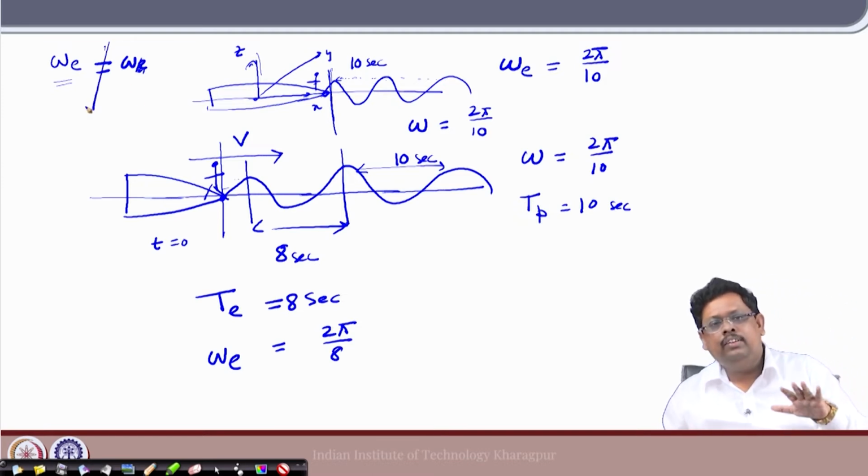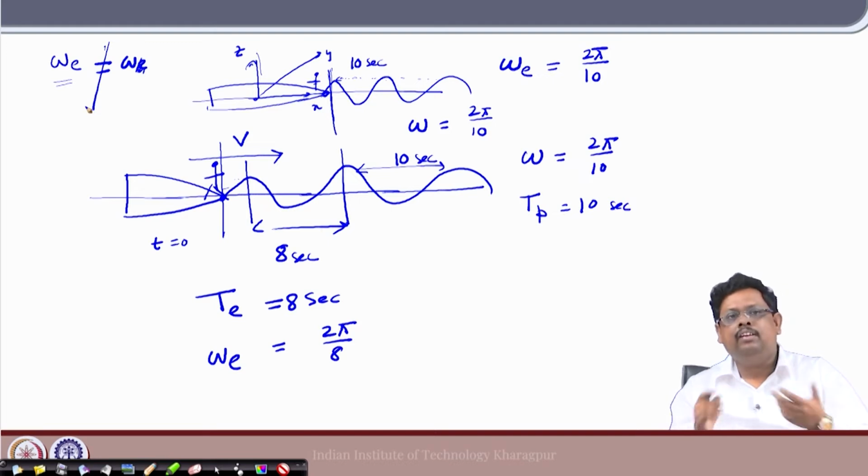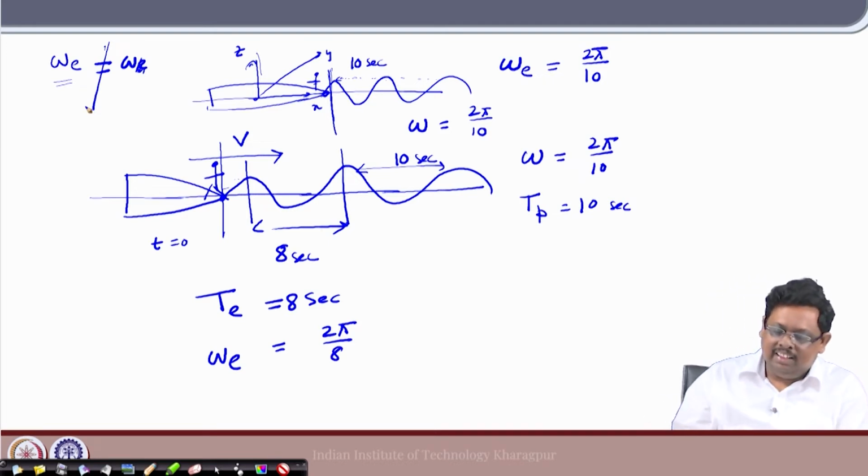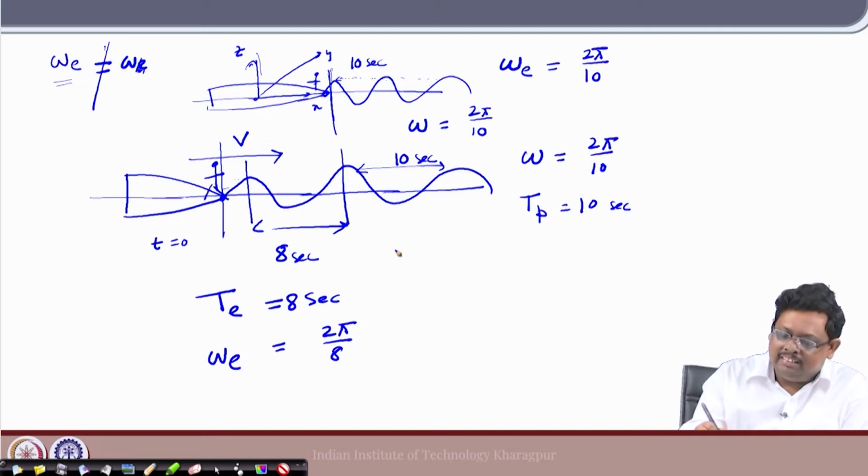Now, the question is, at which frequency should the ship oscillate, right? Here you have two questions. Now, you see there is omega; let us try to find out T, since we are much more comfortable with the time period.